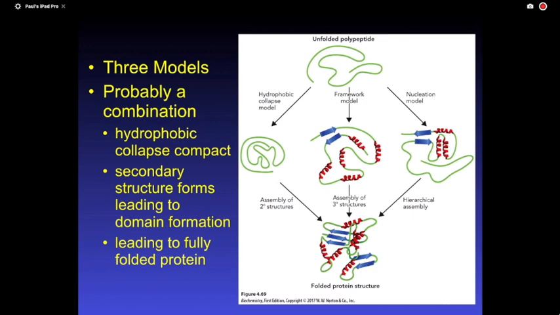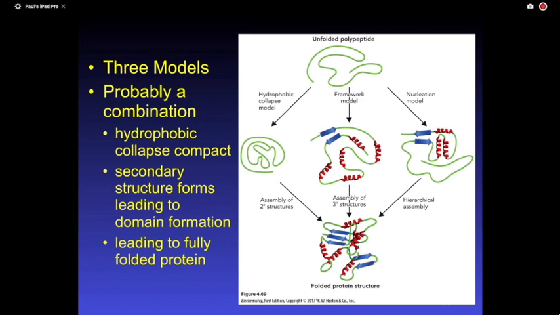Now, in the textbook, they talk about 3 models for how folding occurs. They break it down and say there's a group that says hydrophobic collapse occurs and then folding. Another set of people say the framework model, that you start to make secondary structure and that secondary structure will then start to assemble the tertiary structure. And then the nucleation model, where certain secondary structures form, they nucleate, or they create these folding kernels, and they all come together and make the protein fold.